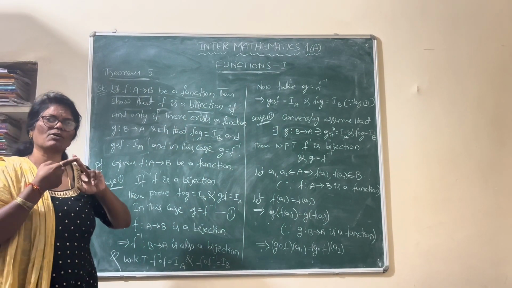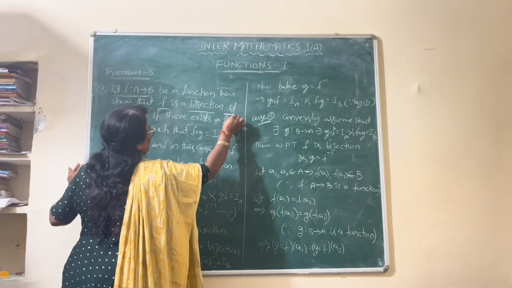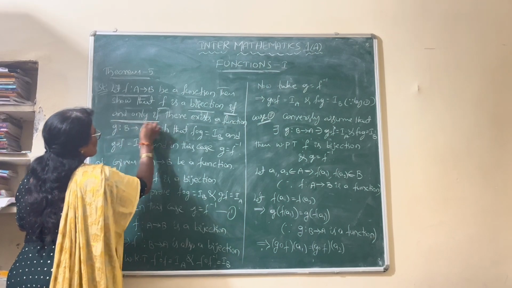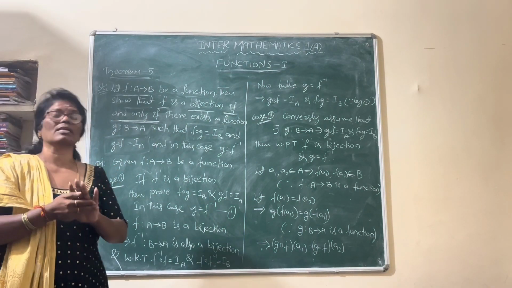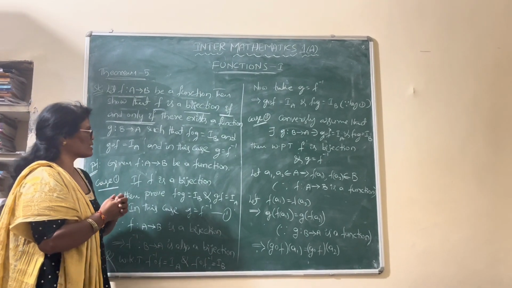Bijective means it satisfies one-to-one and onto. And here is one more condition: the if and only if condition. If and only if means two cases will arise. Case 1 and case 2, we'll discuss in this.